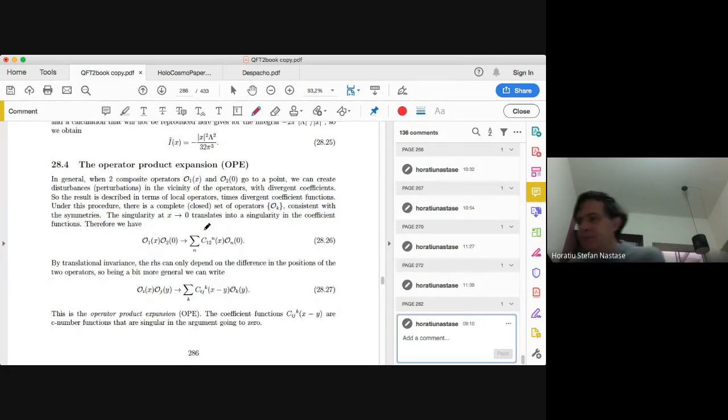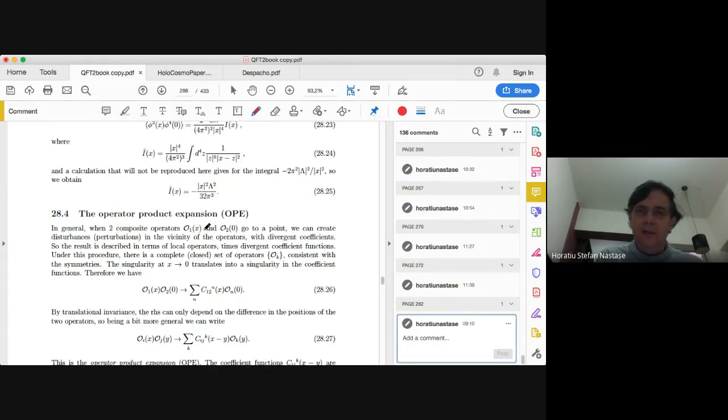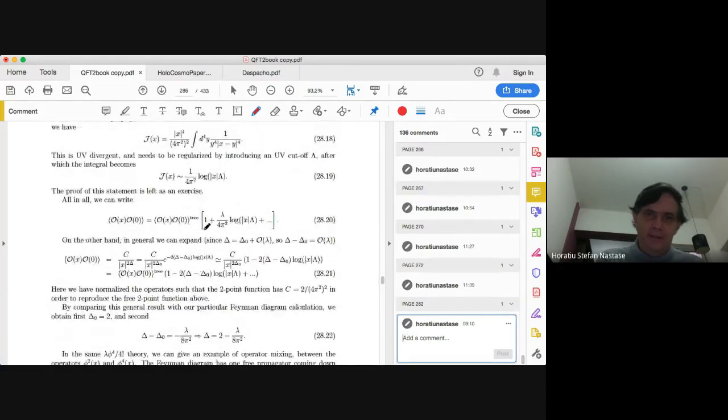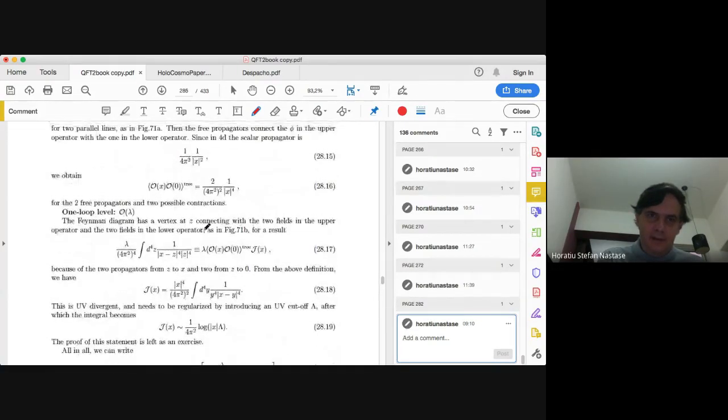All right. The operator product expansion. So I said that operators, these composite operators, have some divergences of themselves. But also when two operators go close to each other, I have a divergence. I mean, that is the point of writing here.